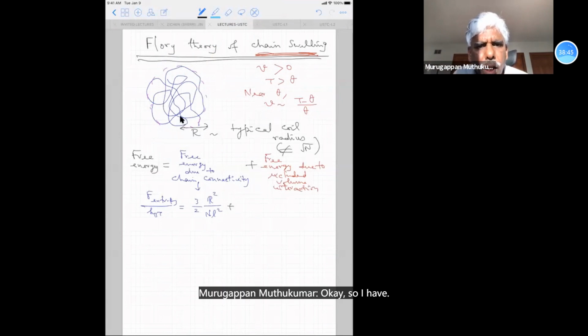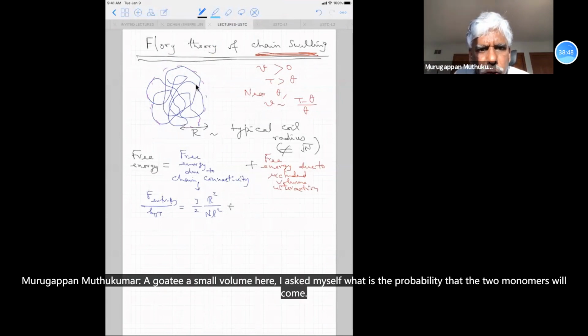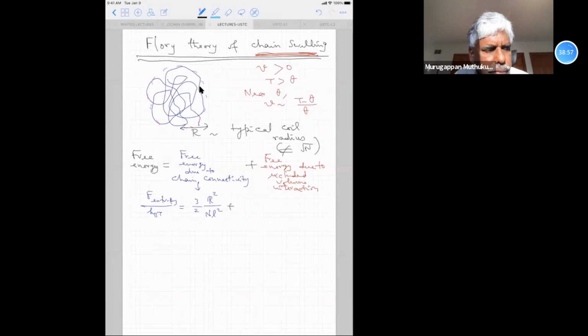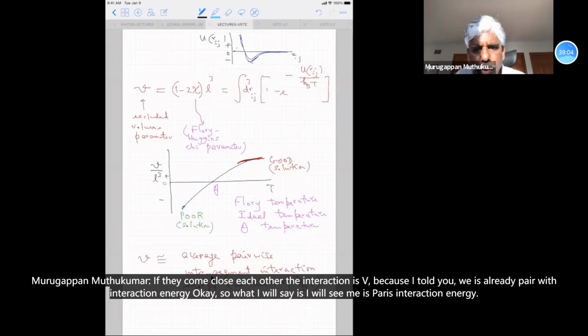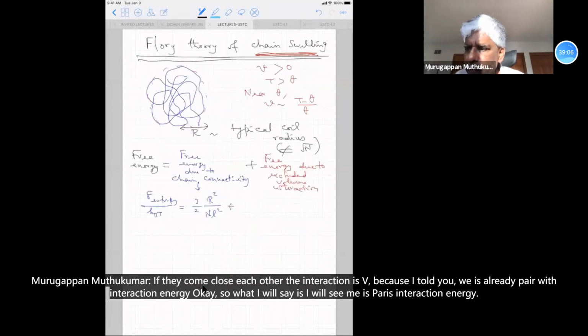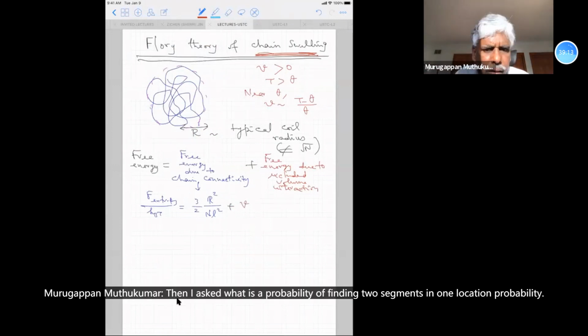Okay, so I go to a small volume here. I ask myself, what is the probability that the two monomers will come close to each other? If they come close to each other, the interaction energy is V, because I told you V is the average pairwise interaction energy. Then I ask, what is the probability of finding two segments in one location?